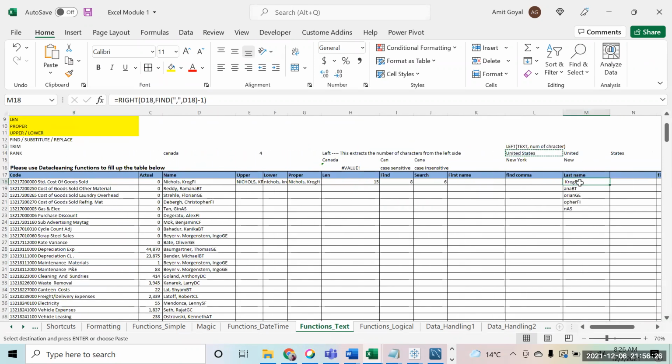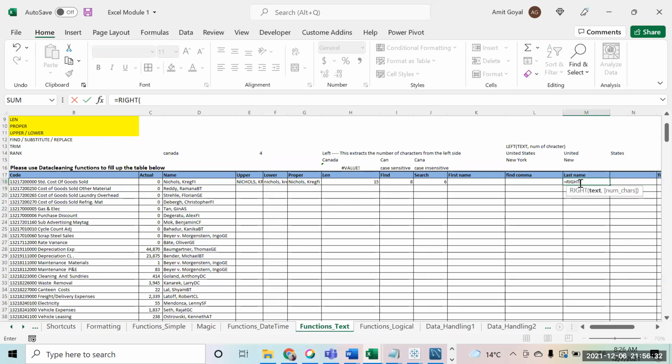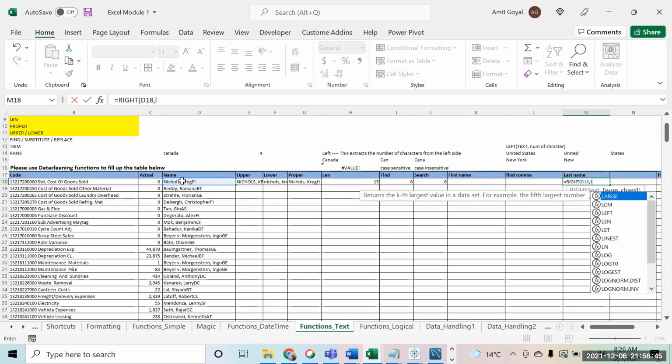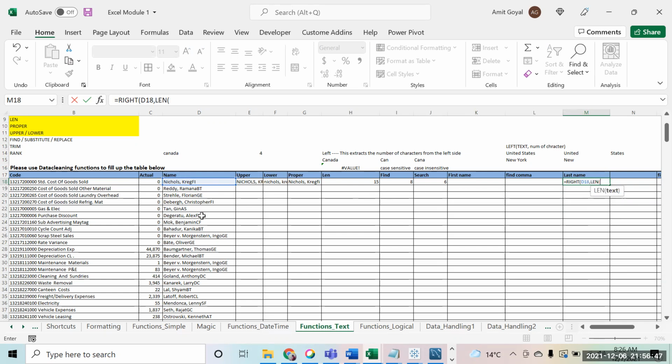See, what we do over here is I will say equals to, okay, this is the text, I go with this comma. Now the main game is just the number of characters. The number of characters is something we go with length. I will say length of this, length of Nicholas, minus, right?